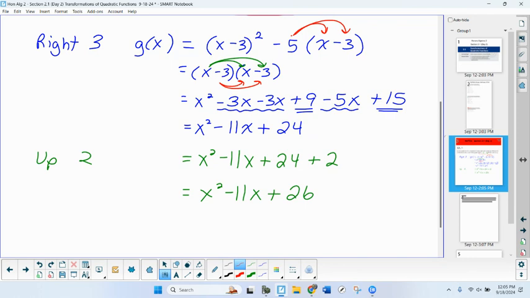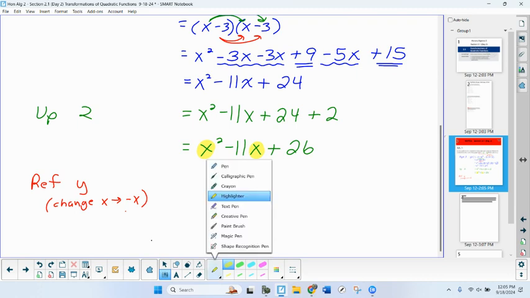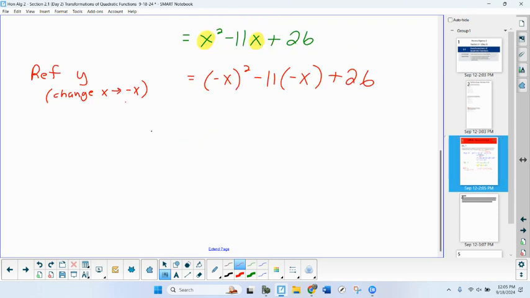So now Olivia's like, thanks a lot. Reflect y. So Olivia, when we reflect y, she kind of helped you out. What are we going to do to start? We're going to change what? That means everywhere you see an x, it becomes what? Negative x. So everywhere I see an x, I make it negative x, and I put it in parentheses. So I'm going to say, okay, this is negative x squared minus 11 times negative x plus 26.